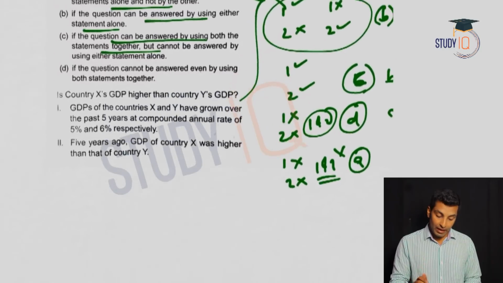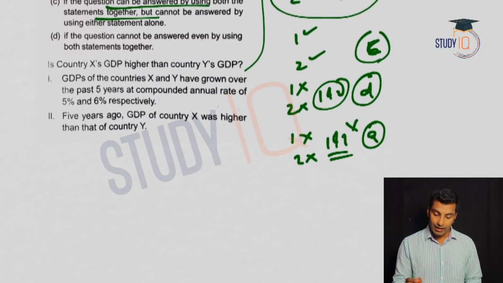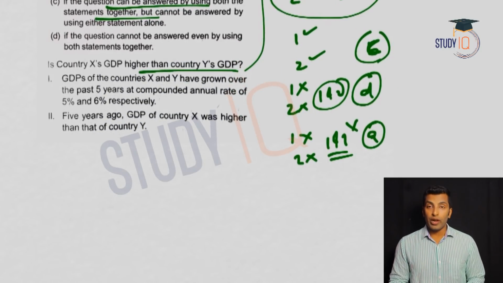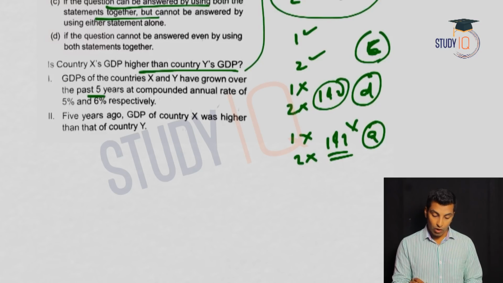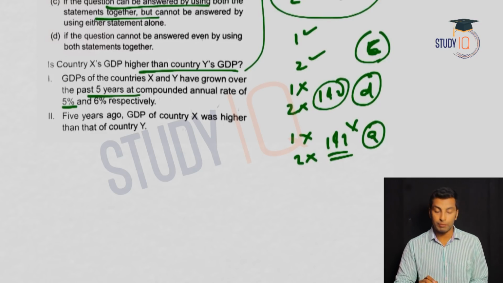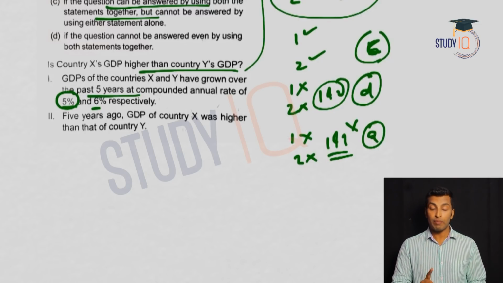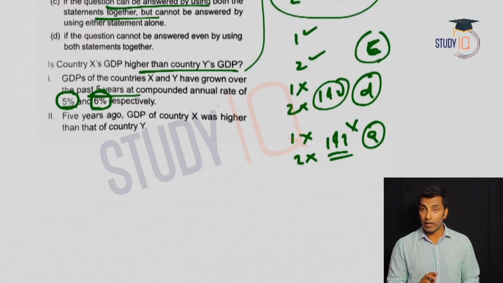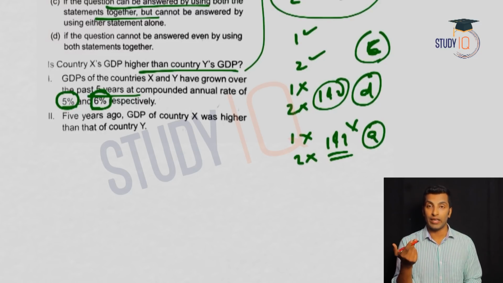Now let's look at the question. Is a country's GDP higher than the other country's GDP? So now let's look at statement 1 alone. GDP of the countries X and Y have grown over the past 5 years at a compounded annual growth rate of 5% and 6% respectively. So what they're saying is X's GDP has grown 5% and the other country's 6%. But you are not getting any other figure, right? So you can't tell whether X's GDP is greater than Y's. So 1 alone definitely will not help you.